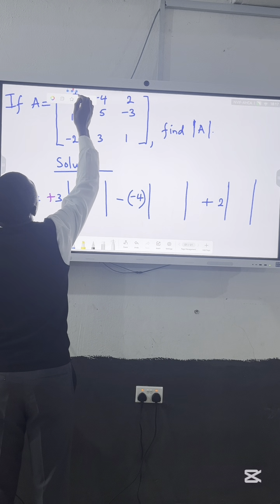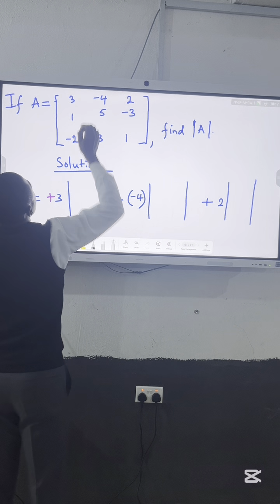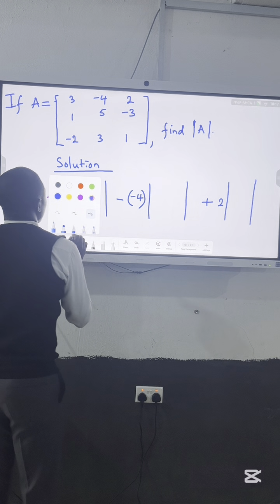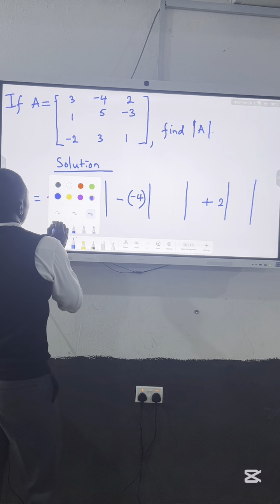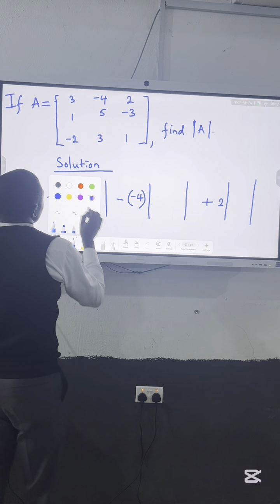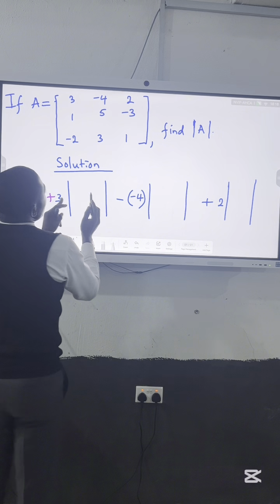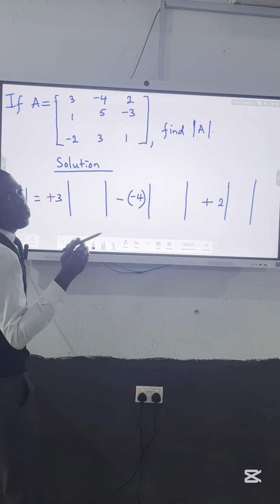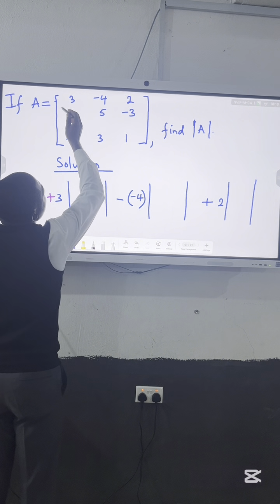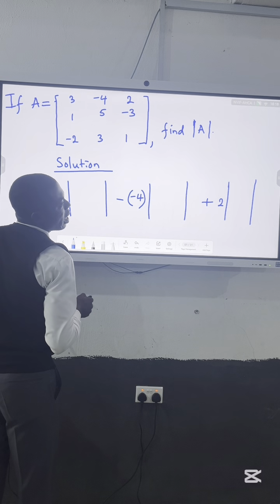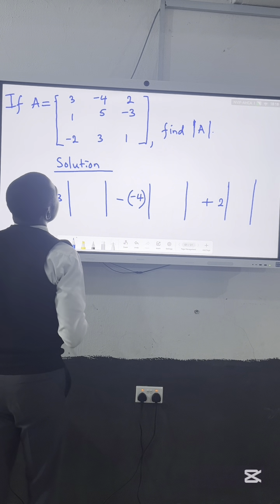When you are done with this, see what you do next. Okay? Now, for you to get the elements you are going to put here in this first place, see what you do. Now, block the row that leads to 3, and the row and column leading to 3.